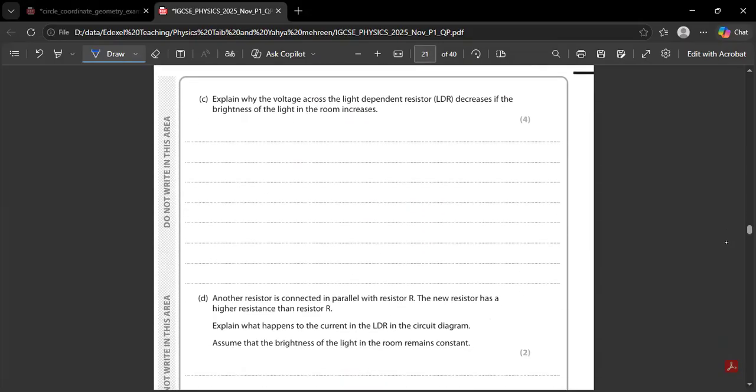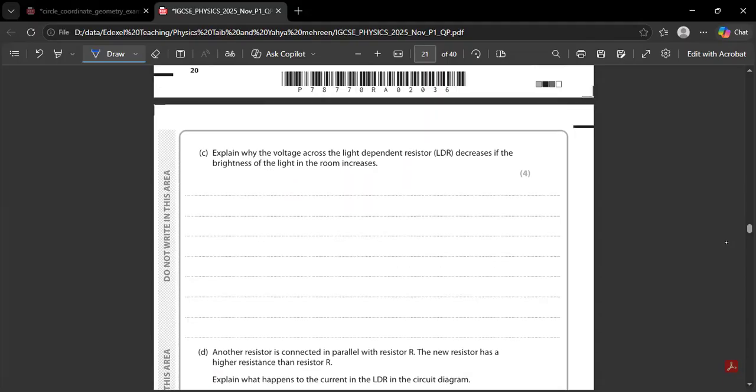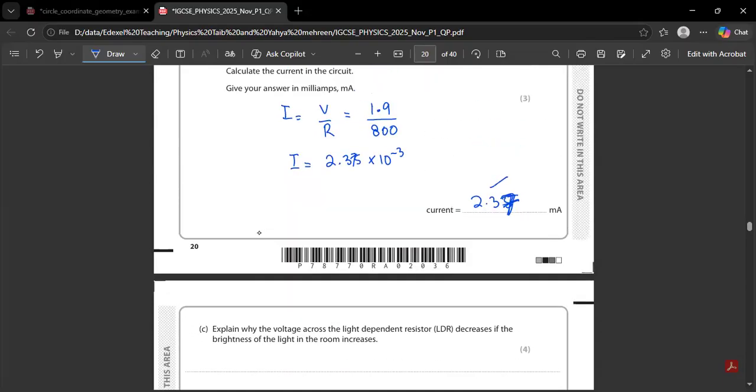Why have I taken only 2.375 and I have not written 10 to the power minus 3 here? Yes, because this unit means milli, okay? So it is already written here, right?